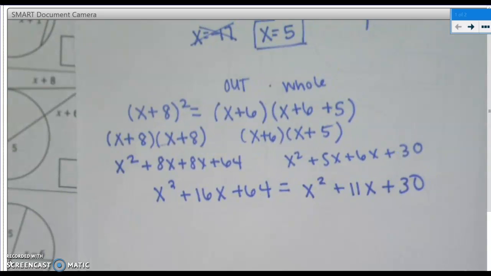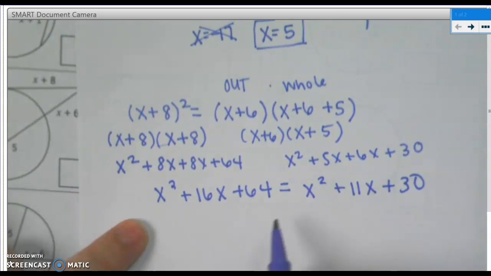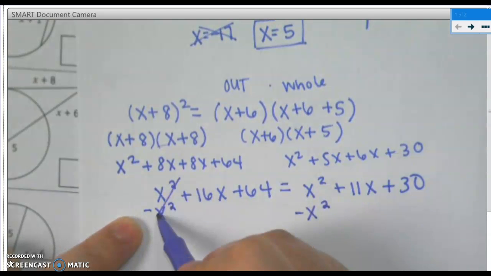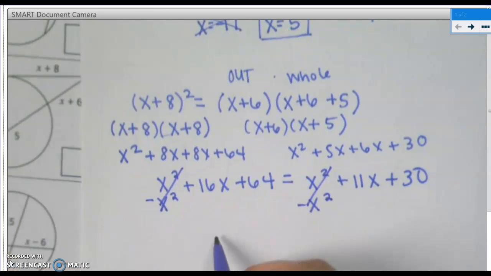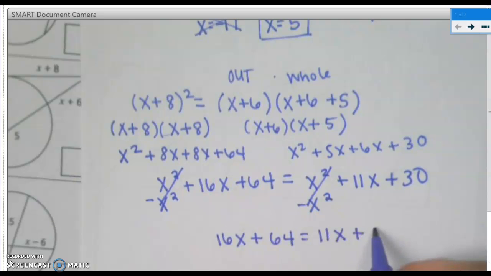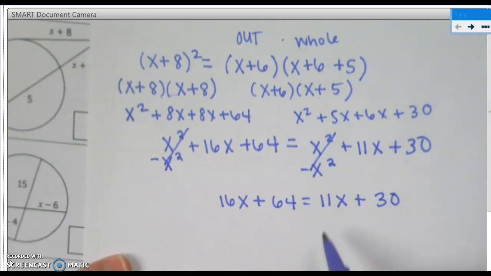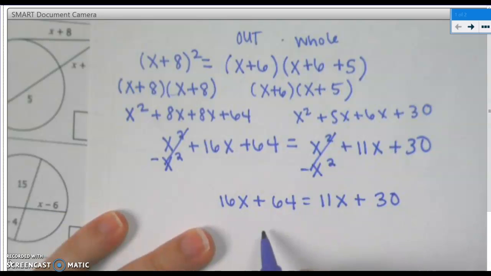Now this looks quadratic because I do have x squared, but I have x squared on both sides. So when I go to combine those like terms and I subtract them, they're just going to cancel each other out. So really this equation is just 16x plus 64 equals 11x plus 30. And so now we're just going to solve this and only have one solution for x. So I'm going to subtract 11x on both sides. Subtract that 64.